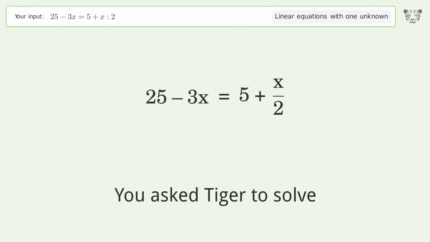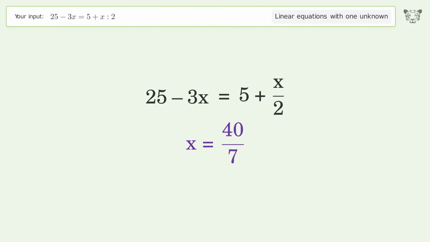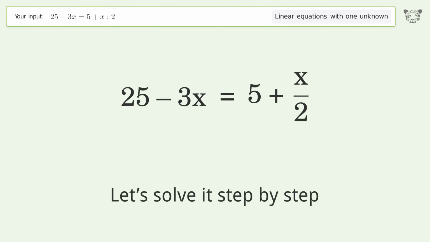You ask Tiger to solve this. This deals with linear equations with one unknown. The final result is x equals 40/7. Let's solve it step by step.